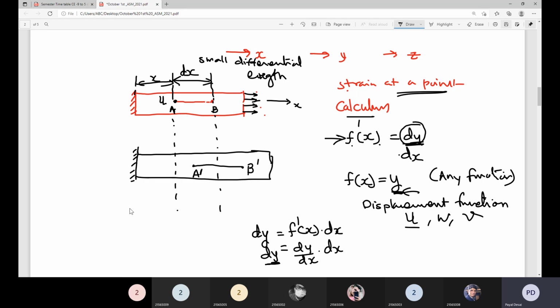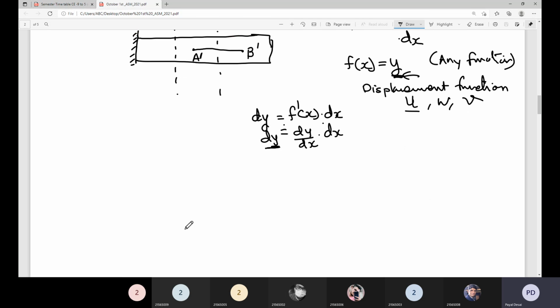Okay, it's from mathematics. But we are engineers, so we should know how to use mathematics in a simpler language, right? So I am just discussing that part. We are not talking about heavy mathematics here. We are discussing a very simple formula, a very simple thing, and then how we can use it for our purpose. Okay. So dy is equal to f dash x dx, dy is equal to dy by dx into dx. So small change.